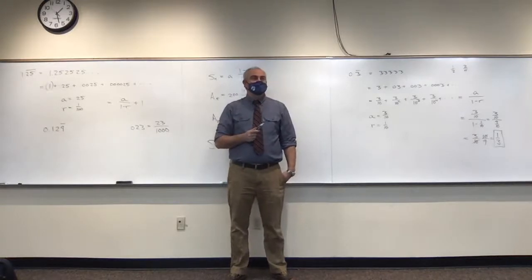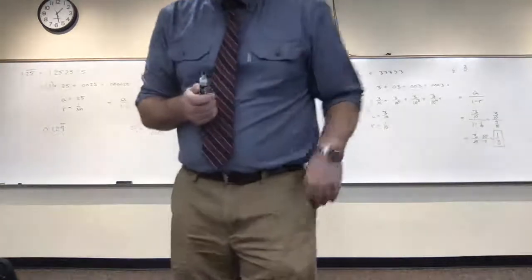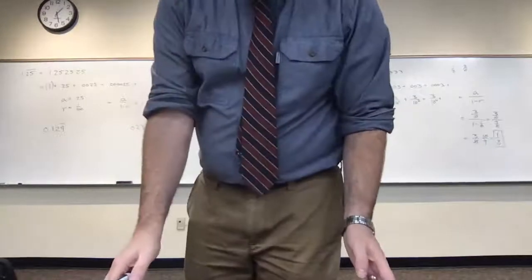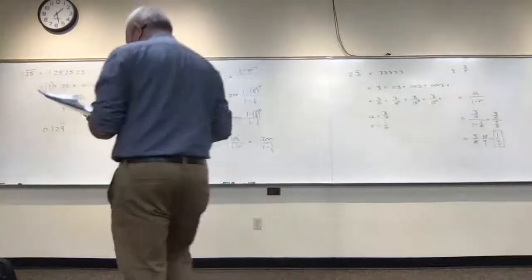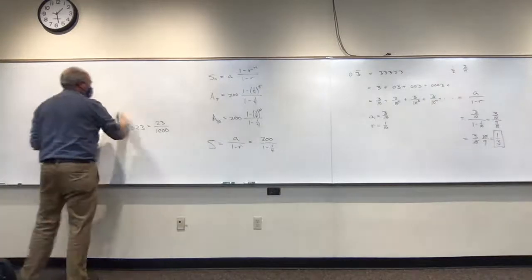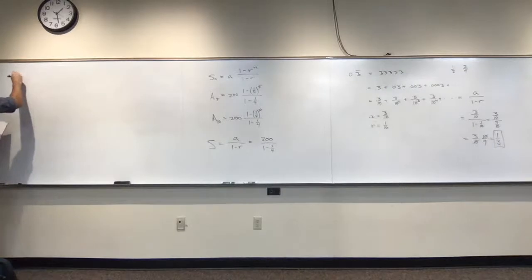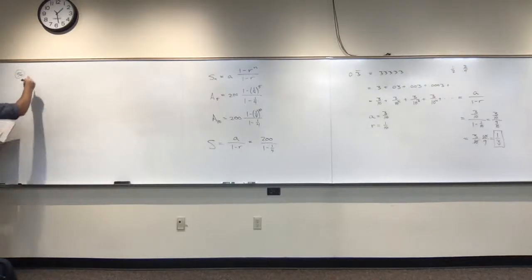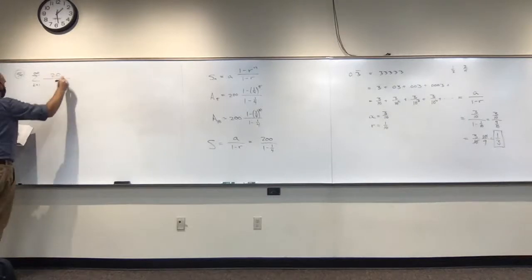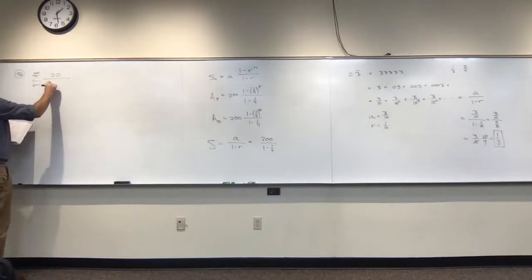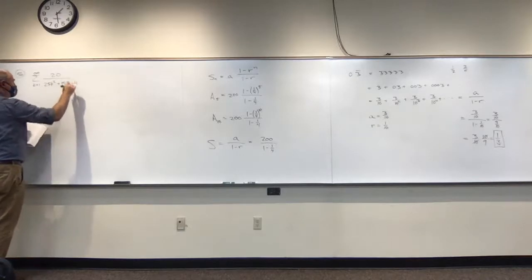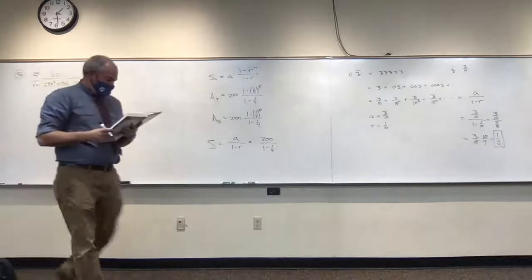What else? 56. So number 56, we have the sum, k going from 1 to infinity of 20 divided by 25k squared plus 15k minus 4.